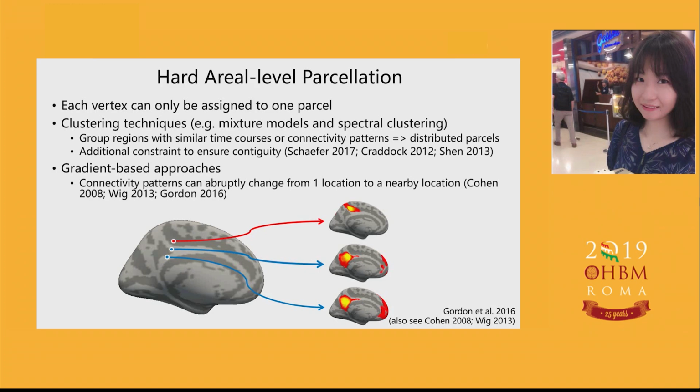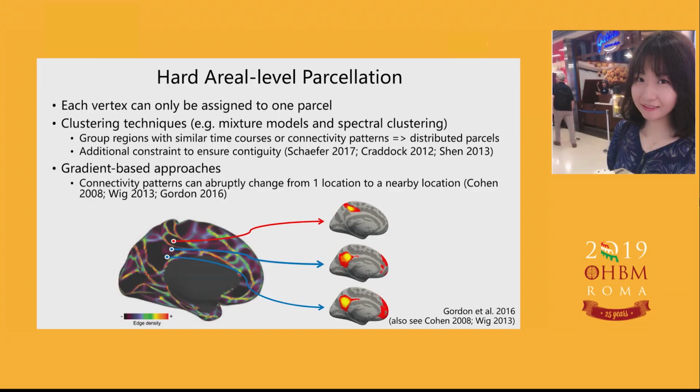If we map the local changes of the functional connectivity across the cortex, we can get a gradient map like this. The red color indicates rapid change of the functional connectivity at this location, and the dark color indicates slow change of functional connectivity at this location. By applying some post-processing, for example, the watershed algorithm, we can convert this gradient map into the Gordon 2016 parcellation shown here. These are area level parcellations.